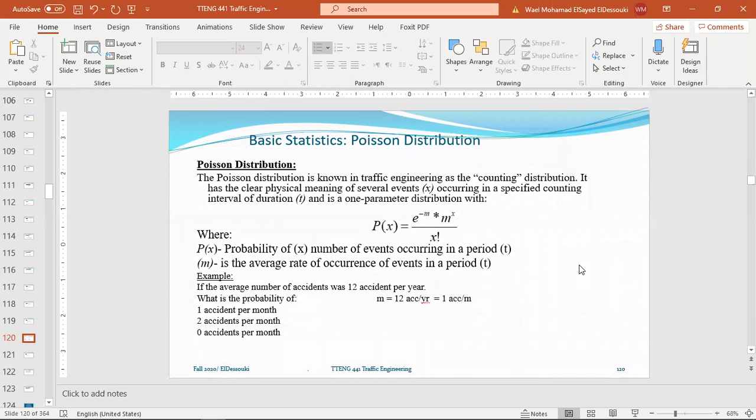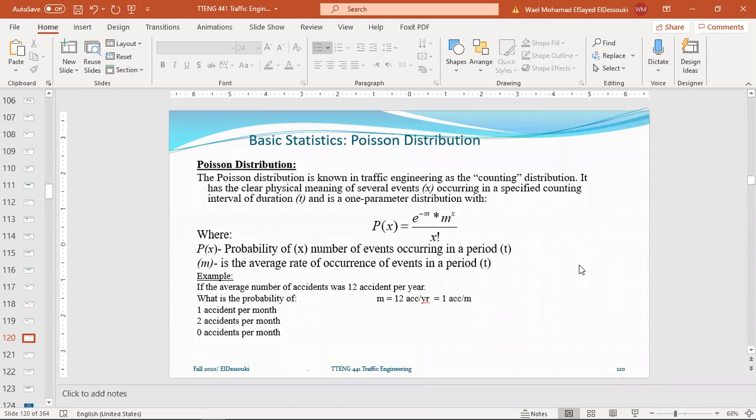يعني هو ده distribution يا شباب one parameter distribution, okay? بيعتمد على events, okay, occurring in period time T. يعني P(x) ده ال probability of X occurring, okay, يعني P(x) هو probability of X number of events occurring in a time period T. تمام؟ M, that's the average rate of occurrence of events in period T. تمام؟ ناخد مثال على ذلك.